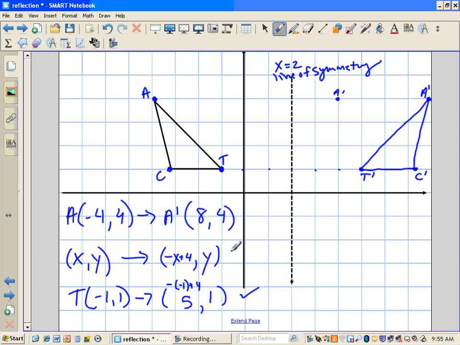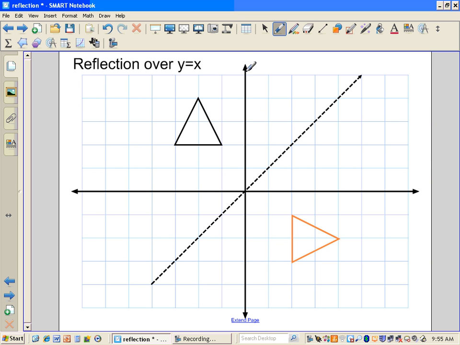This special kind of rule, where you have to add something onto the x, is sort of a combination of a translation and a reflection. Let's look at a reflection over the line y equals x. So here's our line of symmetry. In case you get confused, this is the same thing as, in slope-intercept form, 1x plus 0. We start at 0 and go up 1 and over 1 each time. But we don't have to write the 0 or the 1, which is why it's just y equals x.